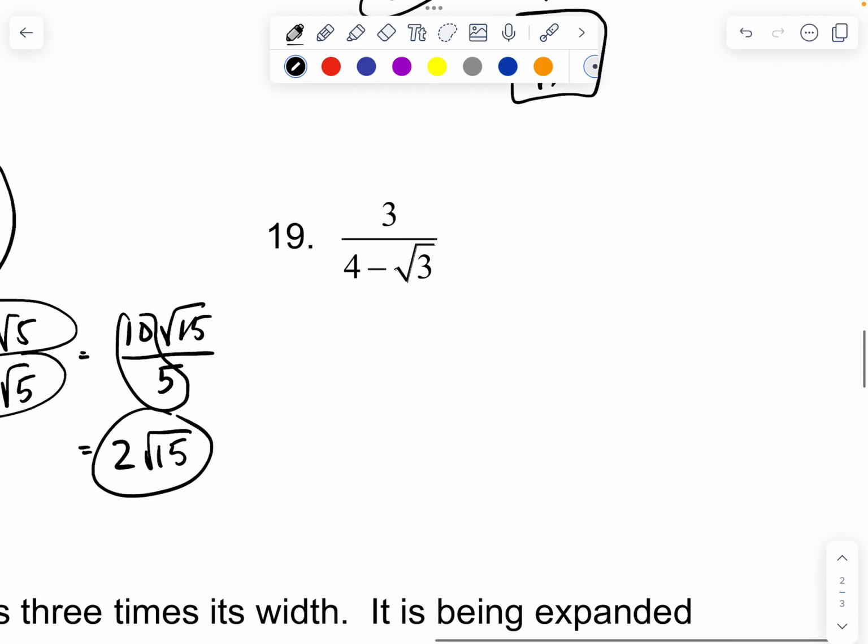Okay, this one's not as simple as 17 and 18. You can't just multiply by radical 3.